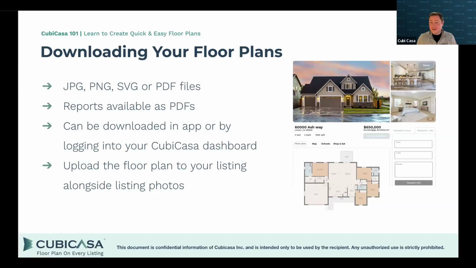Worth noting for any file download, you can do so either directly in the CubiCasa app, so using your phone or mobile device, or by logging into your CubiCasa dashboard from your computer, which is what Amber will show us here in just a couple of minutes. Either way, you can select the different types of file types and products that you want downloaded and download everything all at once from there.